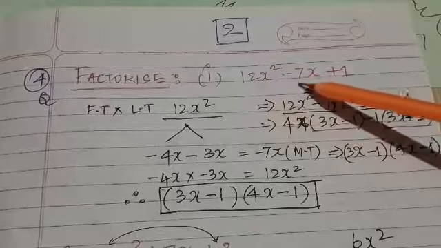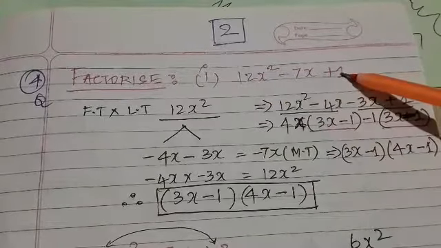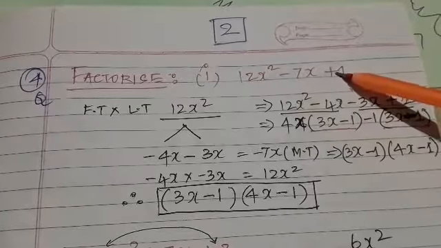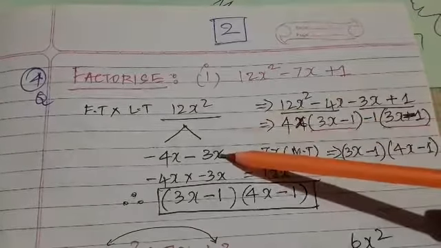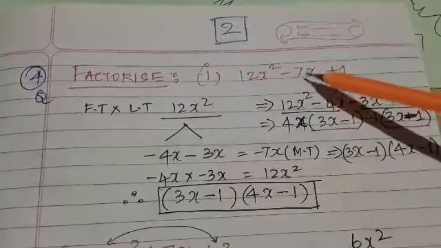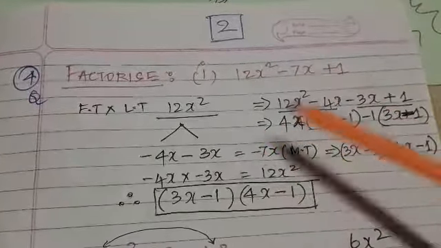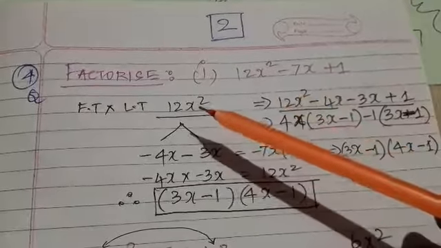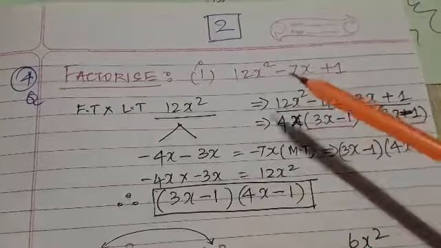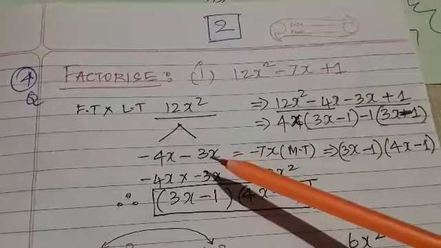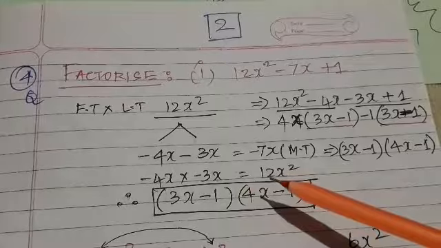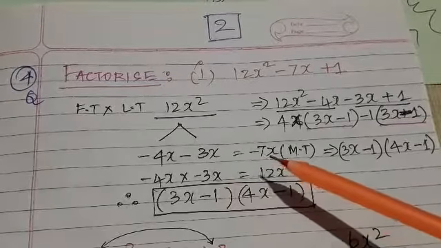12x square minus 7x plus 1. This method you have studied. You multiply the first and last terms, and you have to get the factors such that their product is that value, and if you add the two numbers, it should be the middle value. So I am finding the factors. The first and last terms multiplied give 12x square. I am splitting the term so that I get the middle term. So minus 4 and minus 3 I am getting. If you multiply, you get 12x square. If you add, you get minus 7x.